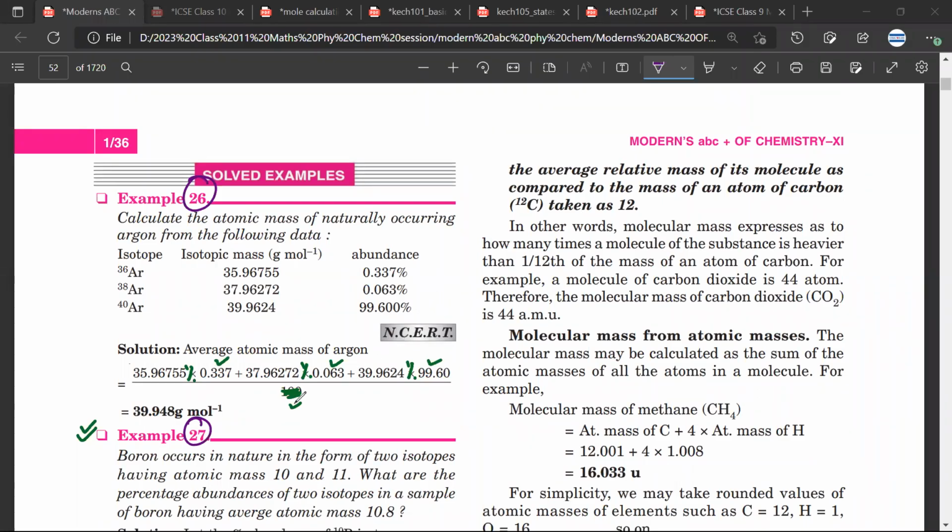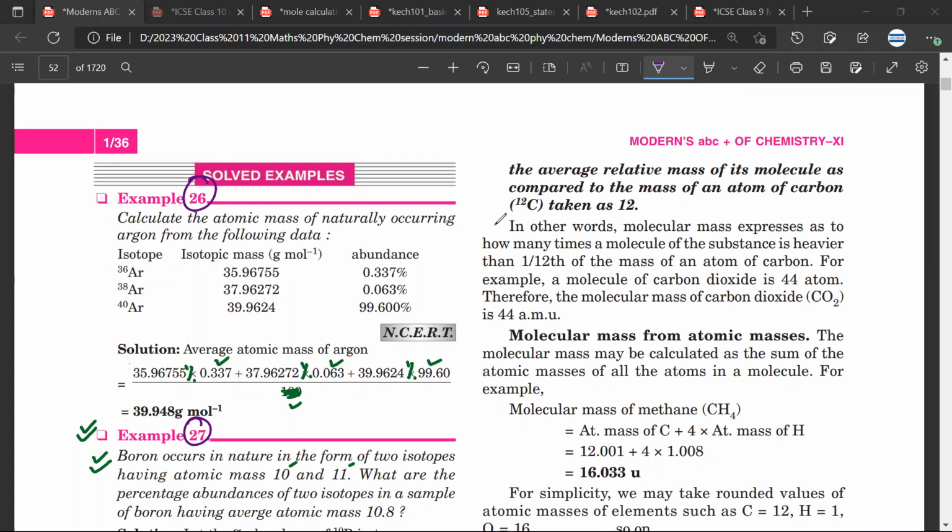So boron occurs in nature in the form of two isotopes having atomic mass 10 and 11. What are the percentage abundances of the two isotopes in a sample of boron having average atomic mass 10.8? So how did you do it?